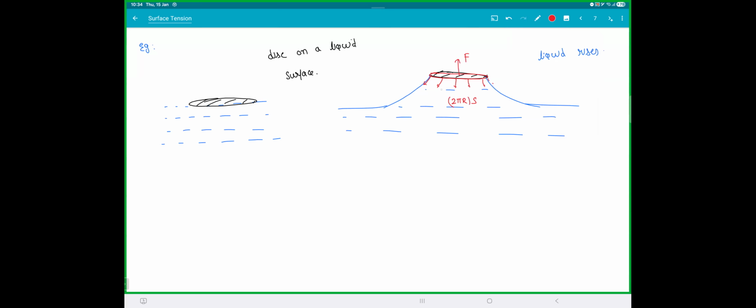And if you have a force F upward and the plate's weight is mg, so you require mg plus 2 pi r S to pull the plate out. So if you have a plate on a water surface and you're trying to pull it out, it is not only mg, but it is also the surface tension which won't let you go out. You can make this even better.